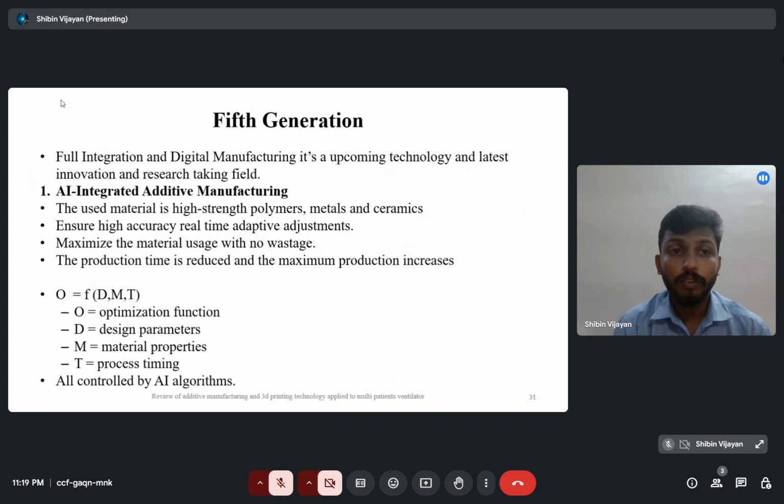Next is the fifth generation, fully integrated digital manufacturing. It is an upcoming technology and the latest innovation research field. AI integrated additive manufacturing is used with materials like high strength polymers, metal, and ceramic, ensuring high accuracy, real-time adaptive adjustments, and maximized material usage with no wastage. Production time is reduced to maximize production. The technical equation is O equals F of D, M, T as an optimization function, where D is the design parameters, M is the material properties, and T is the process timing. All the parameters are controlled by an AI algorithm.